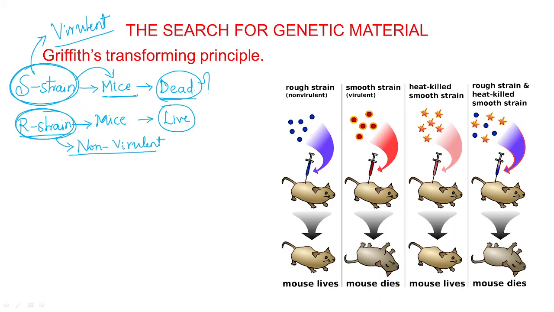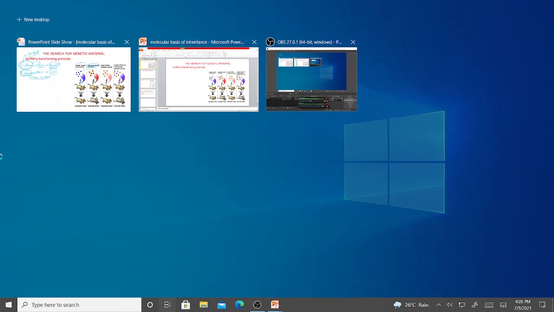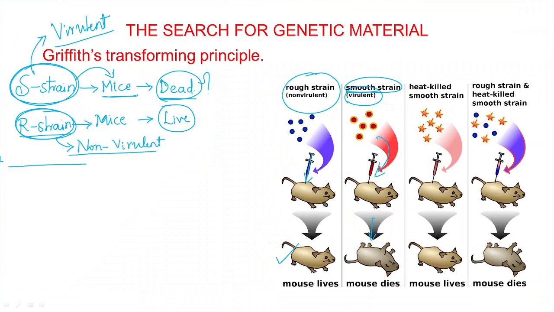So the same is given in this diagram. You can see that when he injected R strain bacteria, the mice did not die, they were left alive. But when smooth strain bacteria were injected into the mice, they died because the S strain was virulent in nature. Clear? He did not quit even at this point.